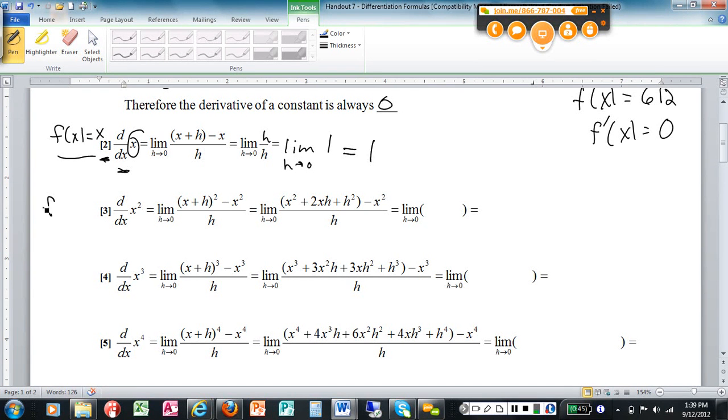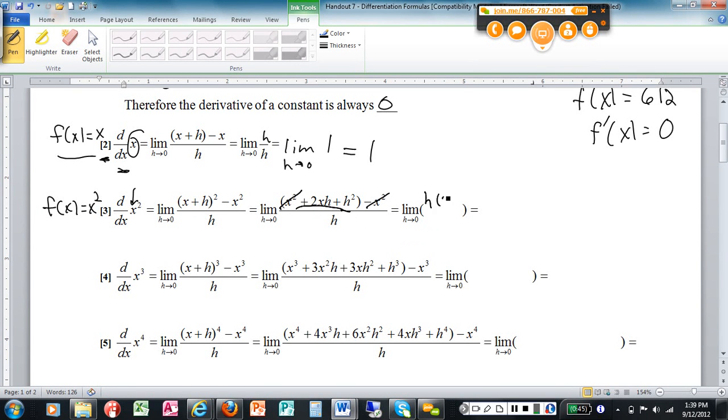That's saying your function is x squared. What's the derivative? Well, the derivative of x squared is going to be x plus h squared, because I'm plugging in x plus h for x there. So you get x plus h squared minus x squared over h. Well, if you FOIL that out, don't you get x squared plus 2xh plus h squared right here? What happens? The x squareds cancel. I get 2xh plus h squared over h.